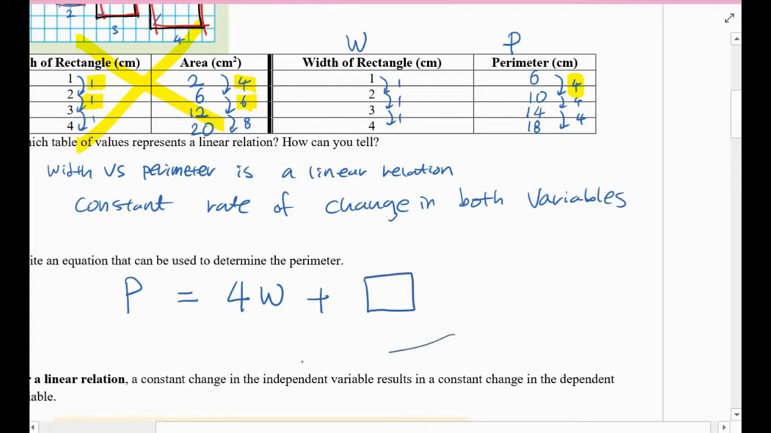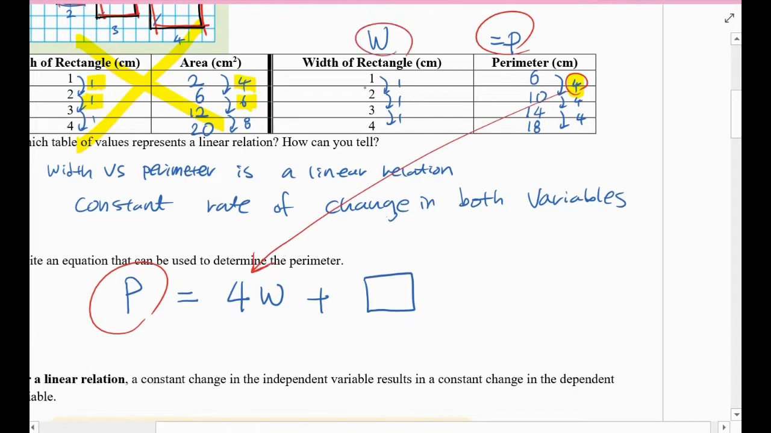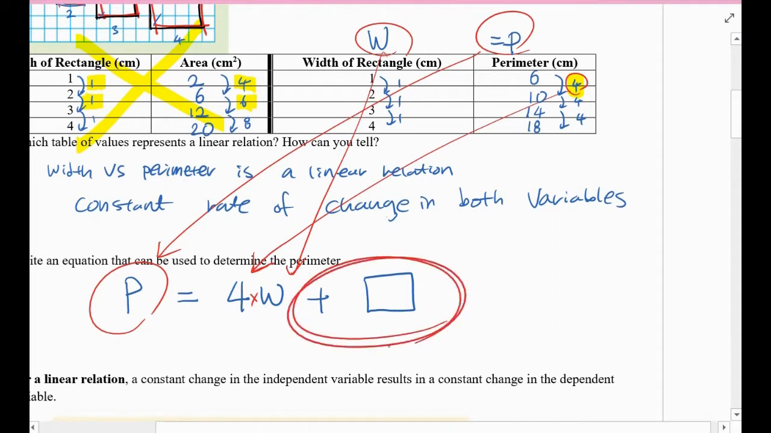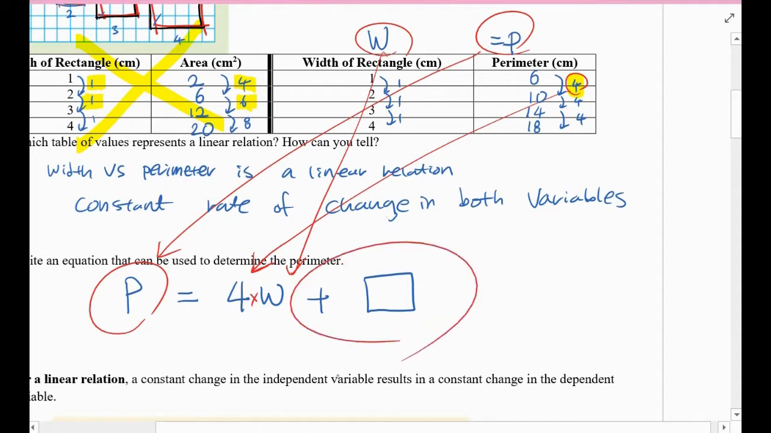Okay, so I want you to remember this form. It always starts with P equals. It always starts with P, and you write 4 here. So you write P first, and you write 4 here, and you write W here. Okay, P equals 4 times W, remember, multiplication is hiding here. And you have to add something here. You're going to figure this number out.